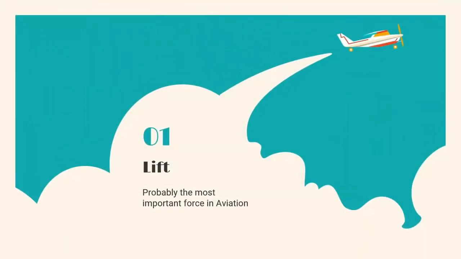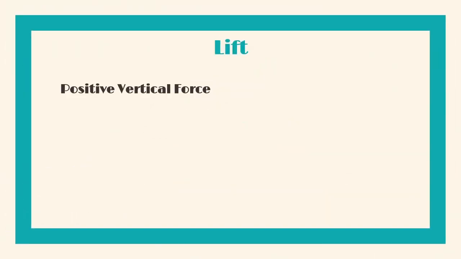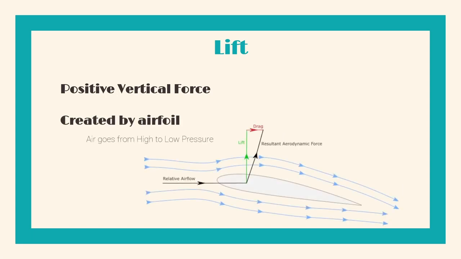Lift is perhaps the most important force in aviation, since without it, no aircraft can leave the ground. Lift is a positive vertical force that pushes the aircraft upwards. How lift is created is such a complicated topic that it can be its own video, but to simplify, when at high speeds, the airfoil is designed to have high pressure below the airfoil compared to above it. Since air has the tendency to move from high pressure to low pressure areas, the air below the airfoil will want to go upwards, pushing the airfoil and consequently the entire aircraft upwards with it.